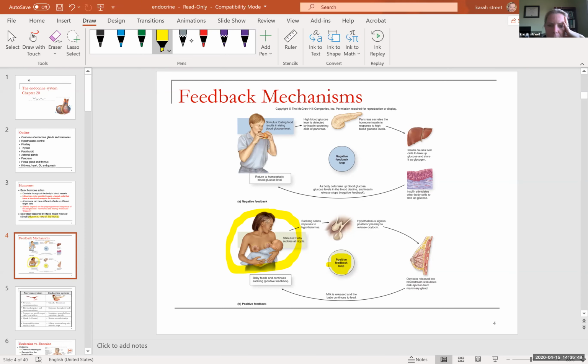Anyway, positive feedback, more leading to more, leading to more. All positive feedback mechanisms must be ended with a negative.